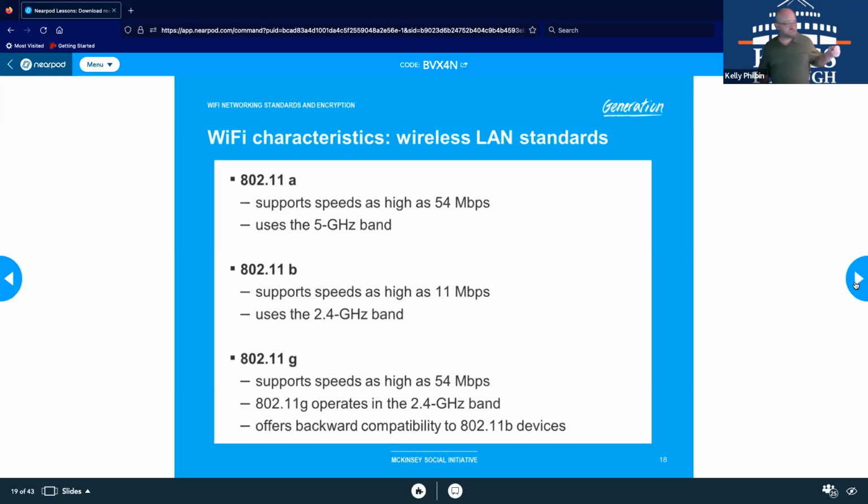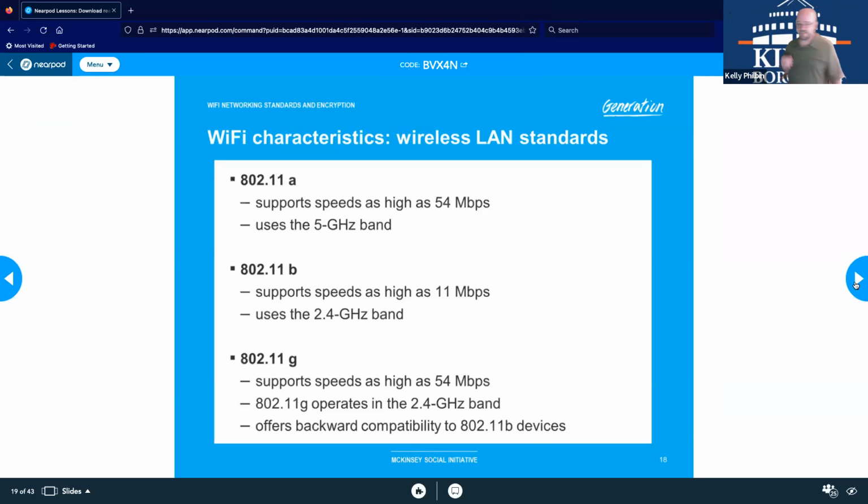Moving on to 802.11g, supporting speeds as high as 54 megabits per second. Congratulations. After a little bit of time, they finally caught up to the first standard of the other guy. So 802.11g also operates on that 2.4 gigahertz bandwidth, and it offered a fun little add-on. It was backwards compatible. So remember that. It was backwards compatible with B, so you didn't need to buy all new devices. The old 802.11b technology would work with the new 802.11g bandwidth.